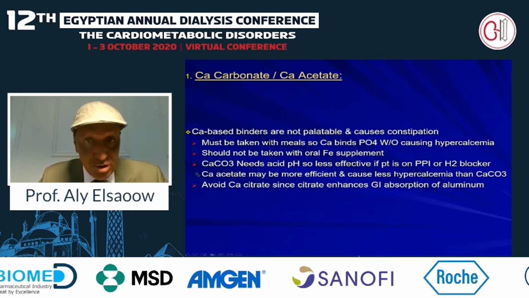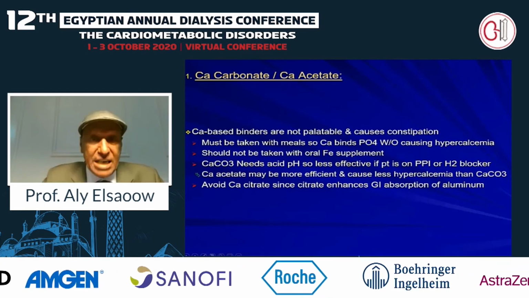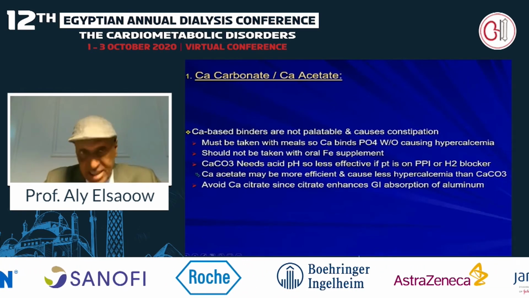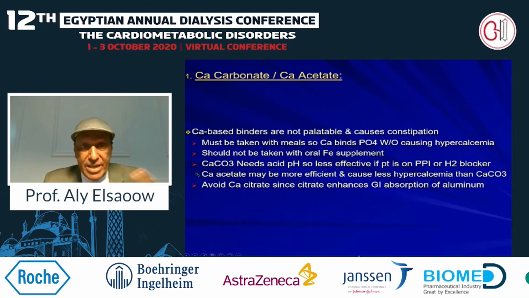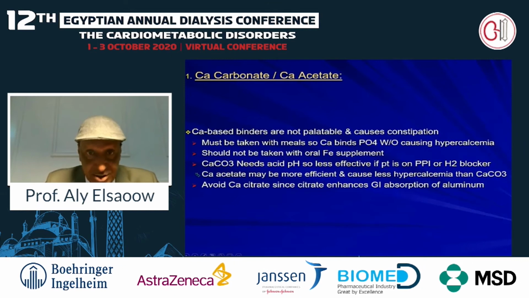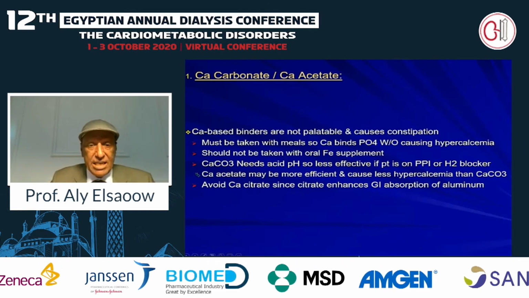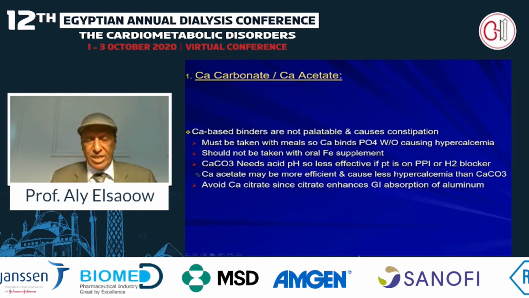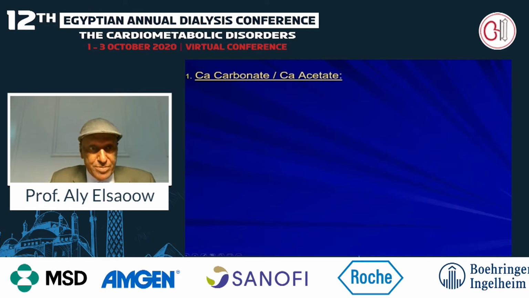They can reduce iron absorption, and they are less effective, especially calcium carbonate, if the patient is on a PPI or H2 blockers because they require the acid pH. And avoid, again, calcium citrate and any citrate-containing drug because it can increase GI absorption of aluminum.